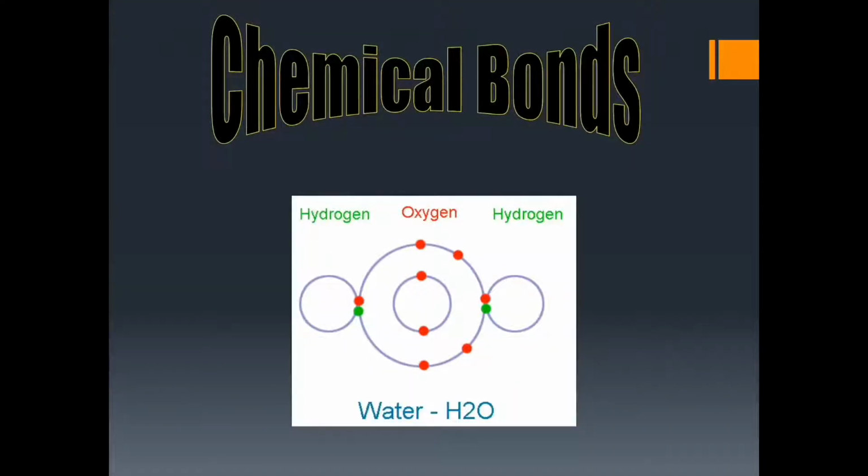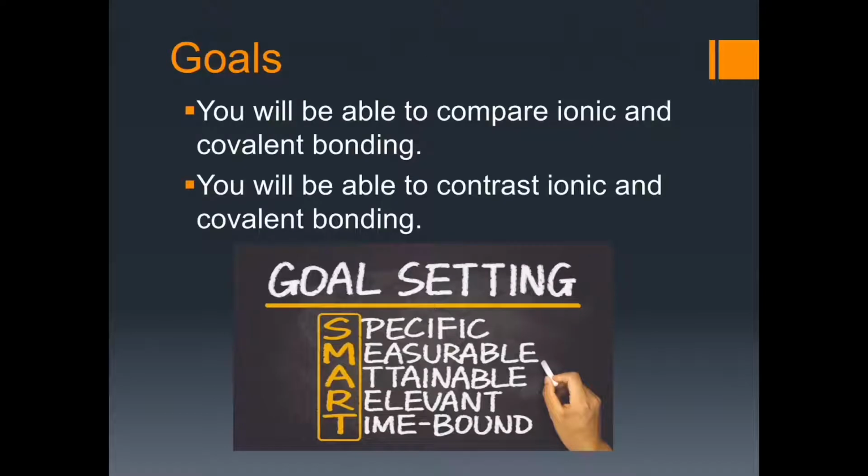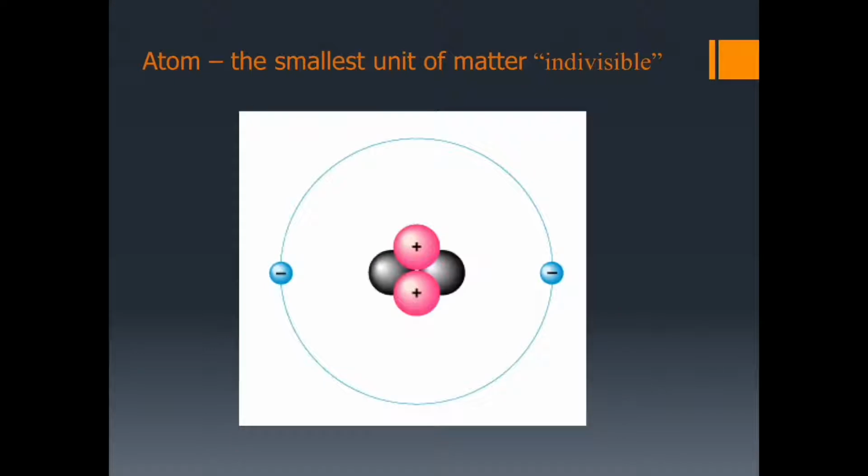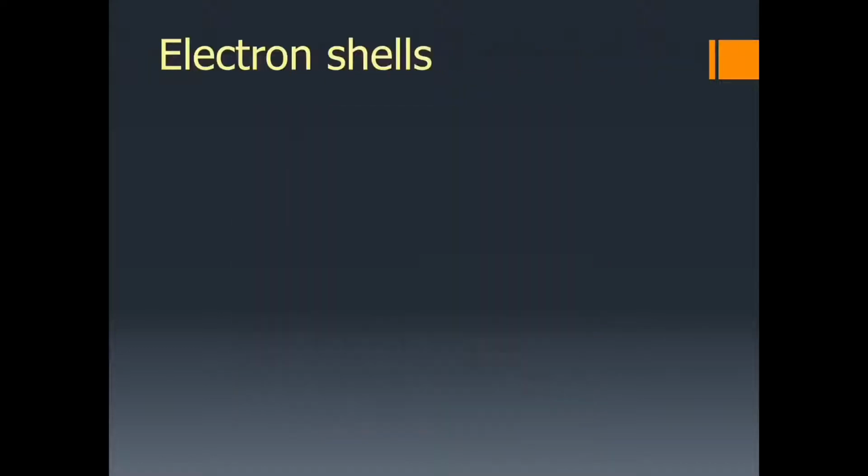In this lesson, we're going to be talking about the different types of chemical bonds. By the end of this lesson, you should be able to compare and contrast ionic and covalent bonding. One thing that we have learned already that we're giving a little bit of a refresher on is the atom, and the fact that it is the smallest unit of matter, and it is indivisible. It is as small as it can go.